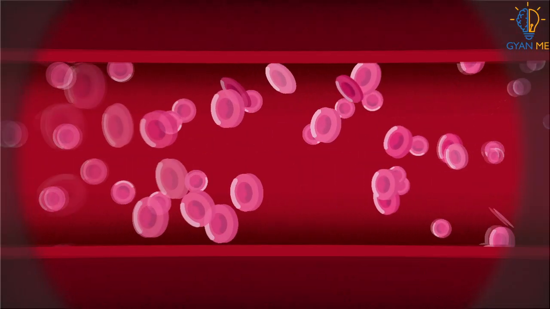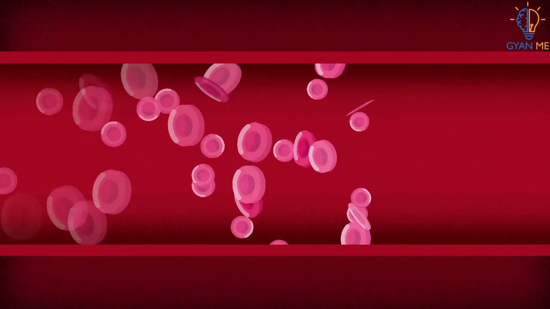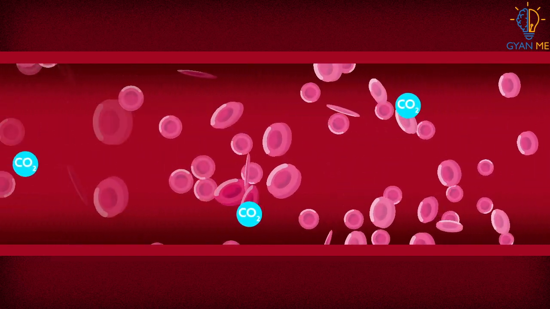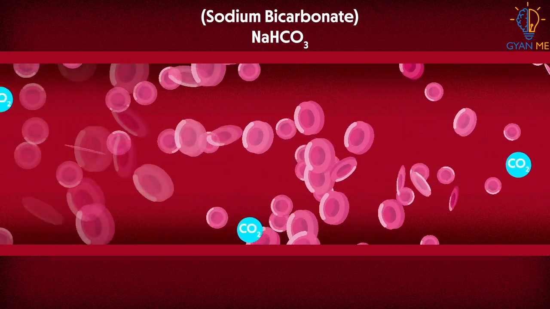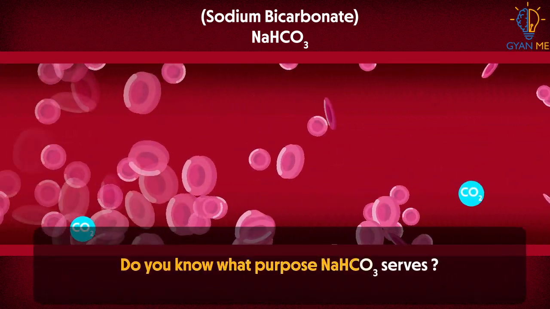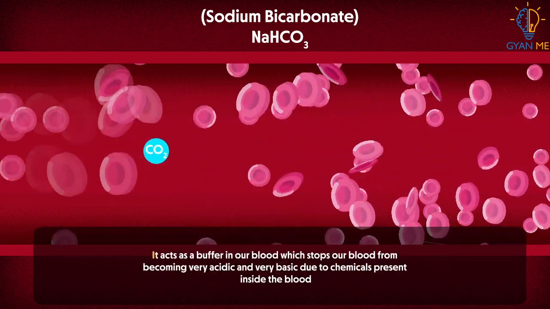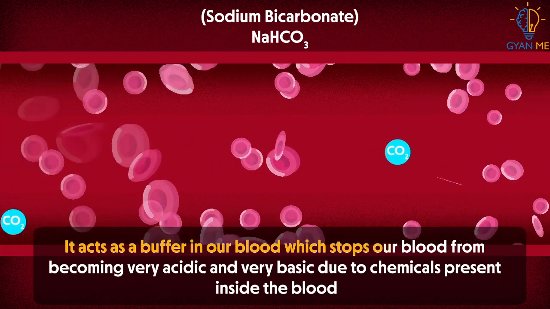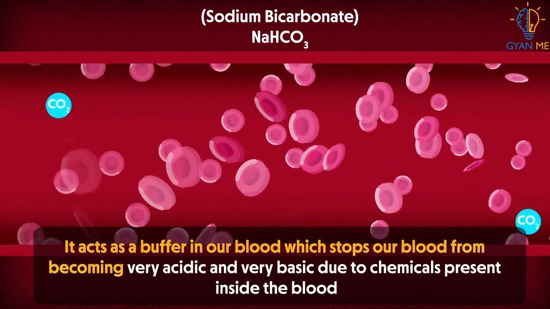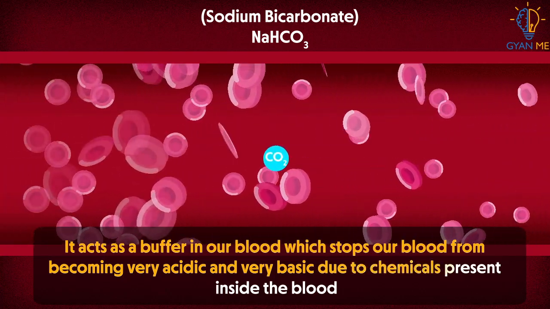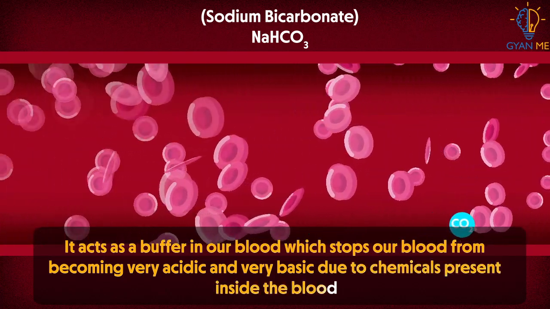Also, some carbon dioxide dissolves in the blood and moves in the form of a chemical known as sodium bicarbonate. And do you know what purpose this sodium bicarbonate serves? It acts as a buffer in our blood, which stops our blood from becoming very acidic or very basic due to chemicals present inside the blood.